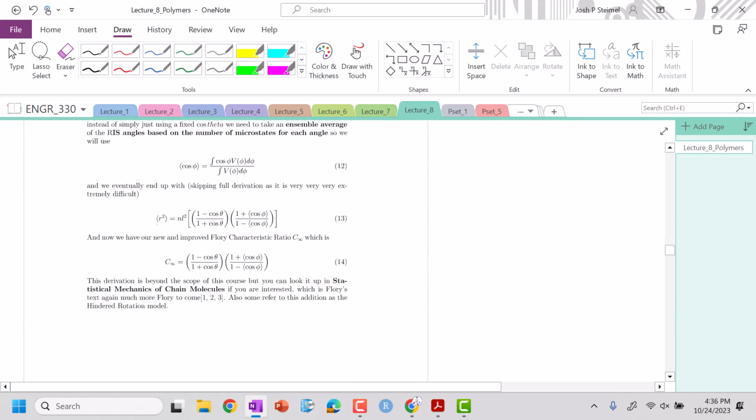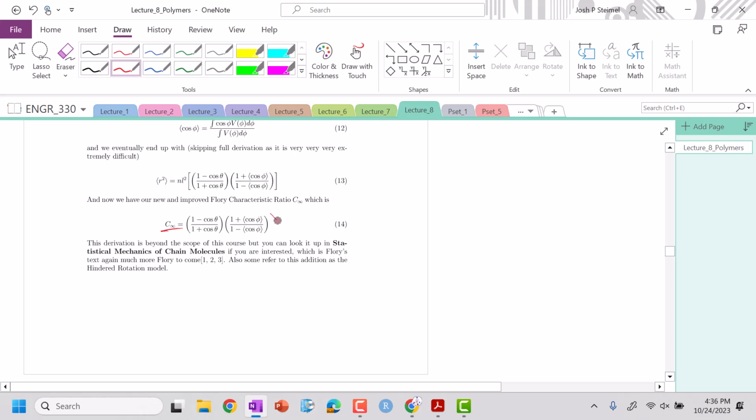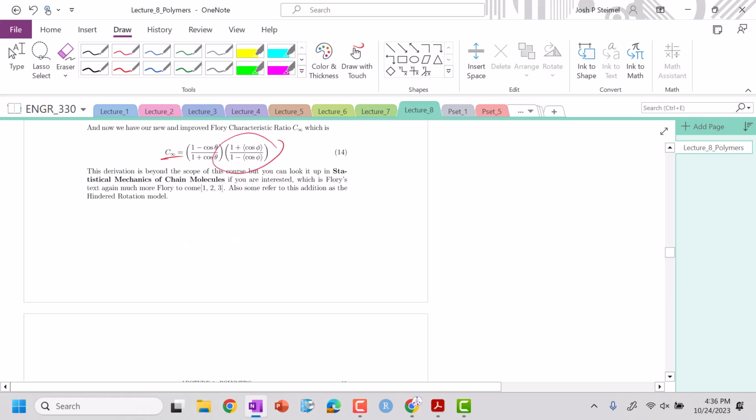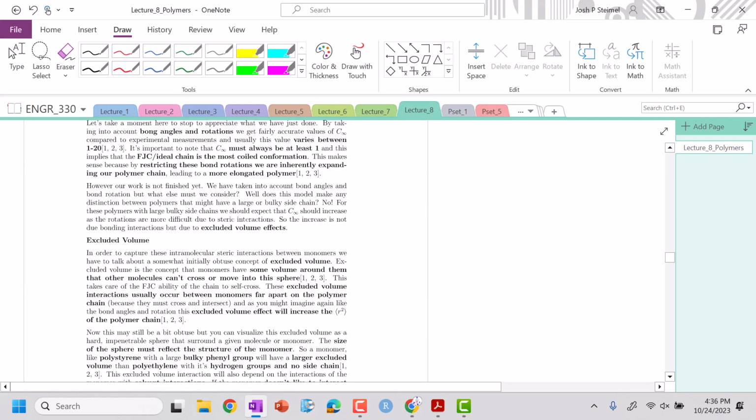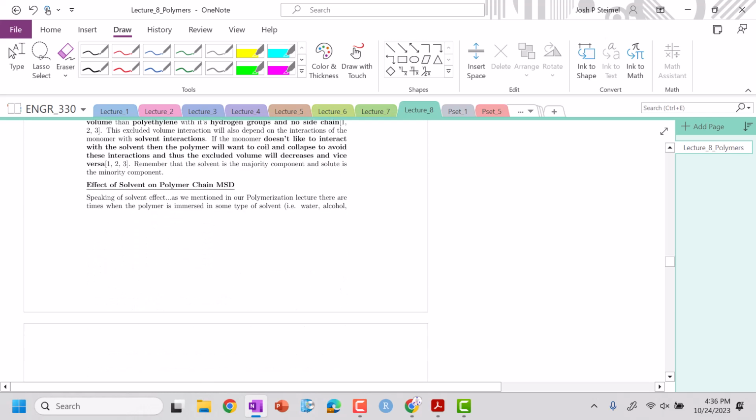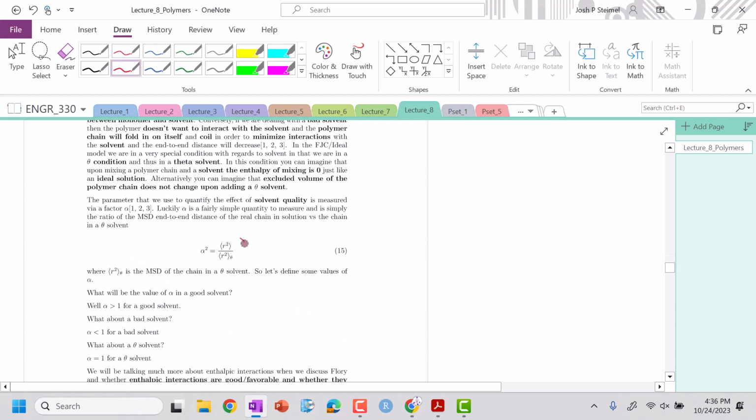These are rotational isomeric states. We kind of saw that previously. Again, it also takes into account rotation. But one of the more interesting parameters is going to be alpha, or our solvent quality parameter. So alpha squared is going to be our actual squared end-to-end distance of our polymer over the value when it's in a theta solvent. A theta solvent is basically like when we're in the melt. So that's kind of like our freely jointed chain model, or our mathematician's model.